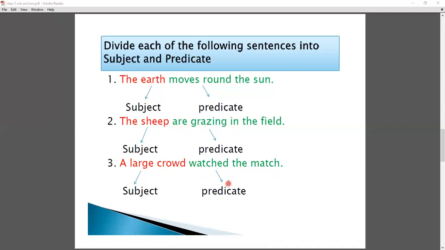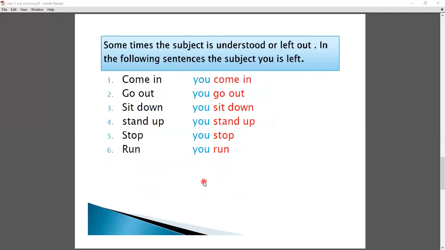I hope you students understood what is subject and what is predicate in this sentence. So now let's move on to the next slide. Now, students, you notice that sometimes the subject is understood or left out. In the following sentences, the subject "you" is left out.